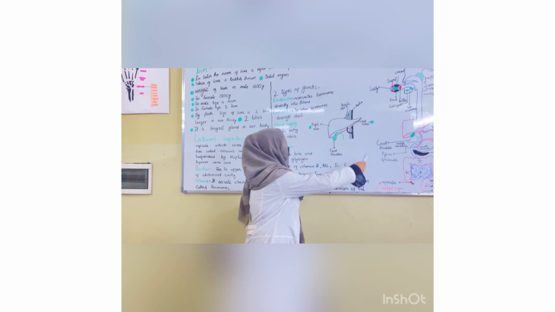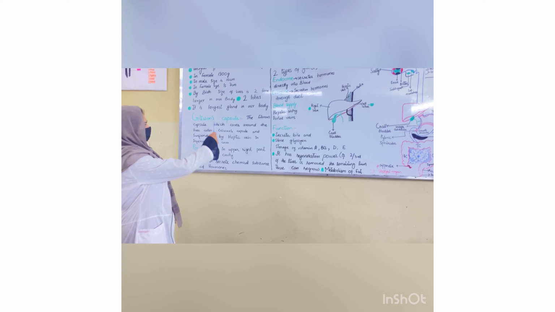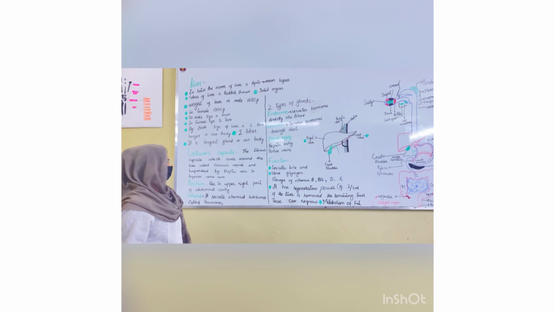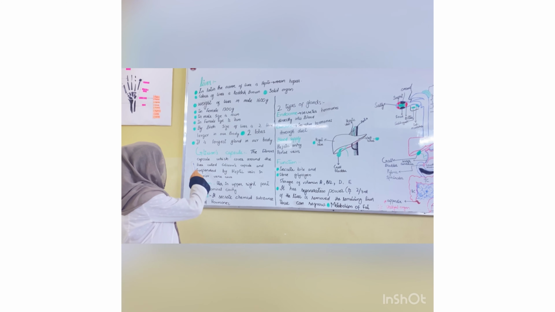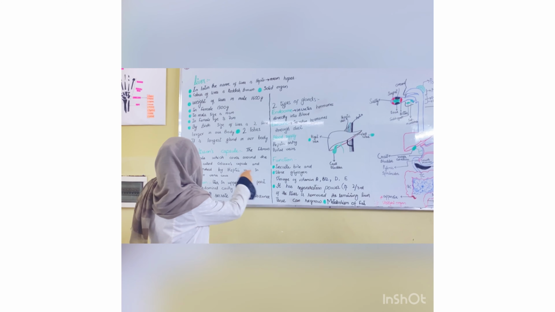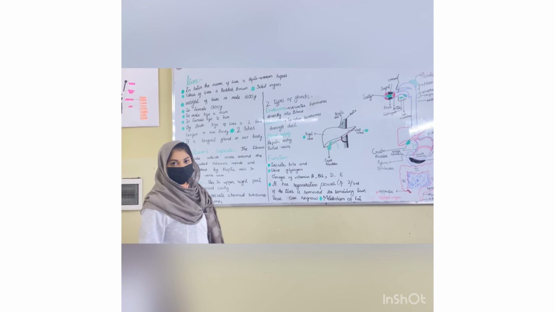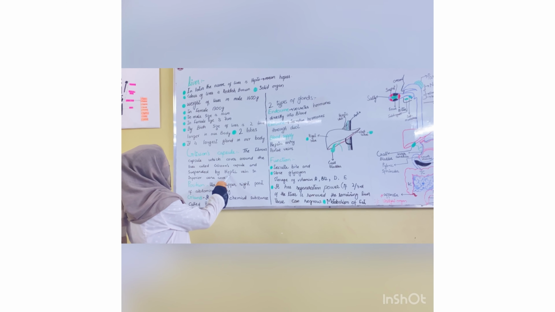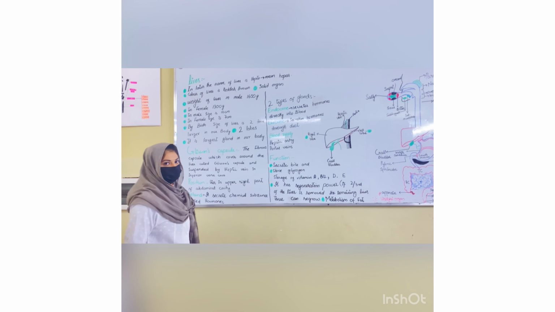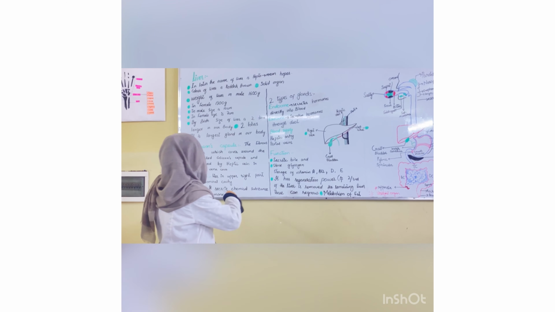It has 2 lobes. We see the diagram. This is the left lobe and this is the right lobe. It is the largest gland in our body. Glisson's capsule, the fibrous capsule which covers the liver. Suspended by the hepatic vein and inferior vena cava. Position of the liver: it lies in the upper right part of the abdominal cavity.